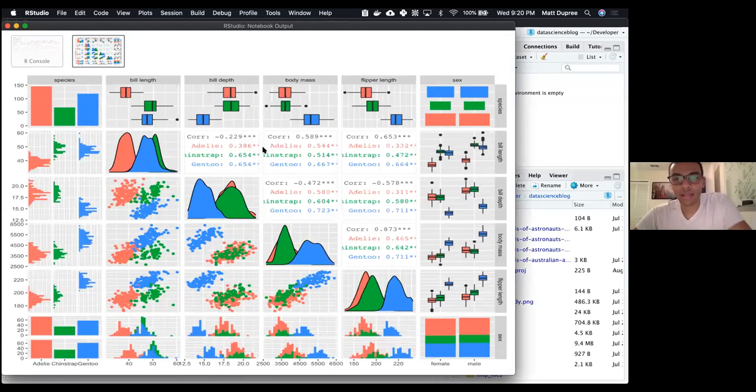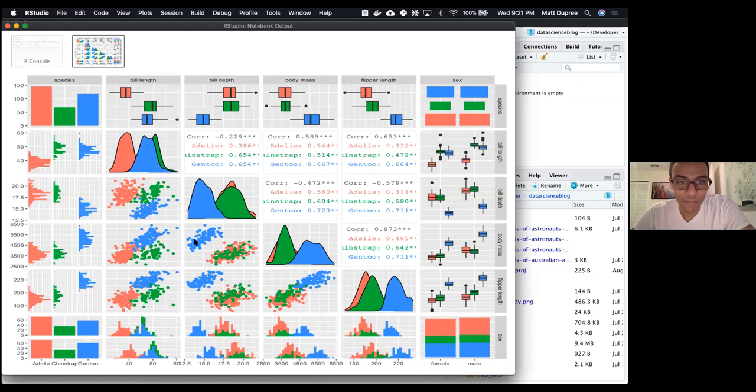So you can see that for flipper length and bill length, or wait, where is it? It's with bill depth and flipper length. It looks like there's a negative correlation on the whole between bill depth and flipper length. You can see that in the black text here. But when you break it out by species, there's actually a positive correlation. So you basically have Simpson's paradox staring you in the face.